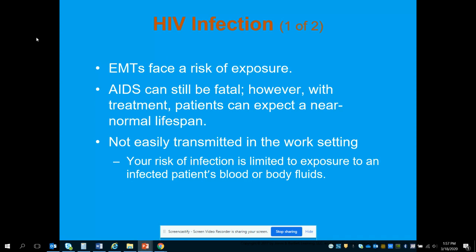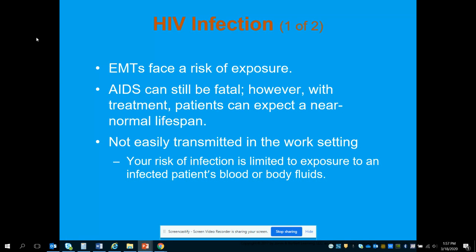That's one of those bloodborne illnesses that we really want to be cautious of, and this is a big deal for us to think about. AIDS can still be fatal. However, with treatment, patients can expect a near normal lifespan. And so just again, taking into consideration that this is not our primary concern, while it is still a concern for us and the possibility of getting exposed, there are other things that we are much more likely to come into contact with, like hepatitis B. So we want to take the same precautions for everything.